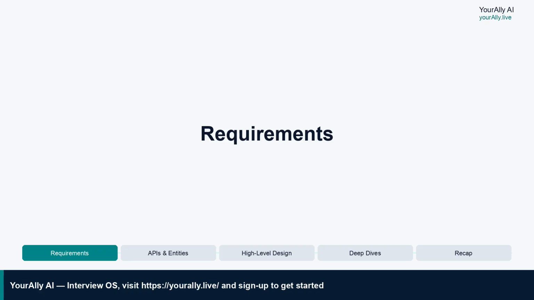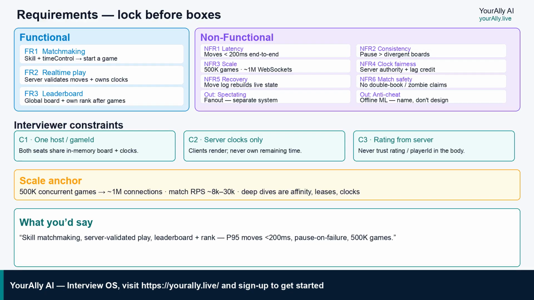Next section: requirements. We lock functional requirements, non-functionals, and what stays below the line before any boxes appear on the board. That discipline prevents scope creep and shows product sense. Alright, requirements. Keep the core list tight, then check with the interviewer before you invent a social network.